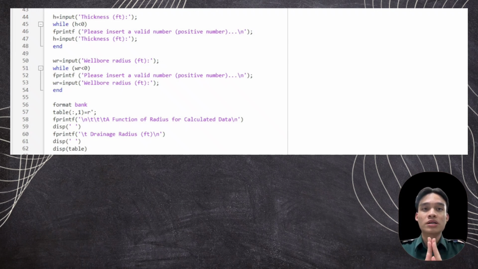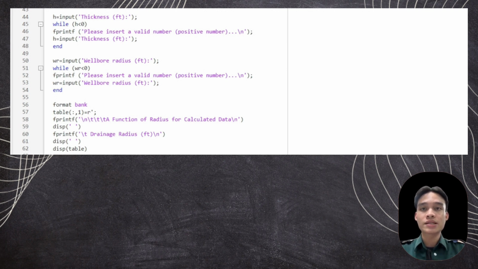So I'm going to explain my part of the MATLAB script, which is from line 44 until line 88. From line 44 until line 54, it is the same command, where at line 44, the H is the input which represents the thickness, and starting from line 50, the input is WR, which is represented by the wellbore radius.